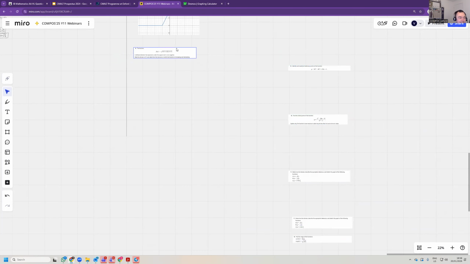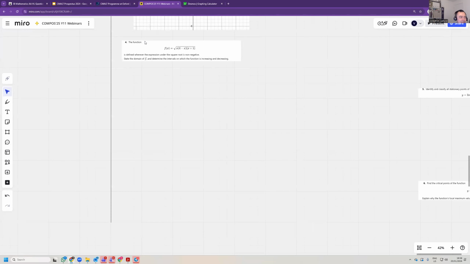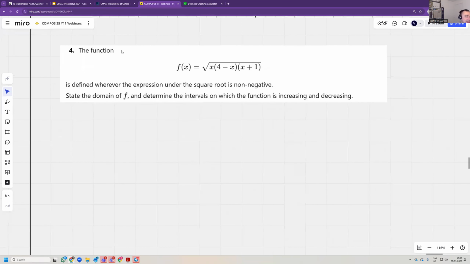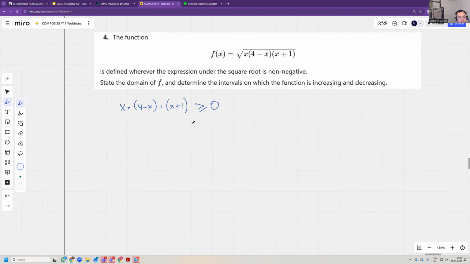And all right, 4. The function is defined whenever the expression under the square root is non-negative. State the domain of f and determine the intervals in which the function is increasing and decreasing. Right. So for the domain, x multiplied by 4 minus x multiplied by x plus 1 must be non-negative, must be greater or equal to 0. So when does that happen?